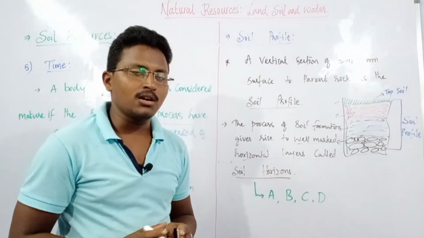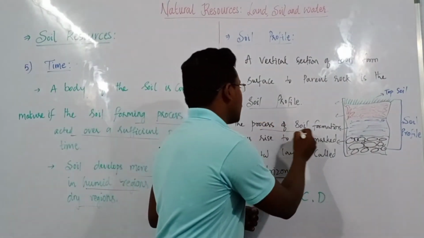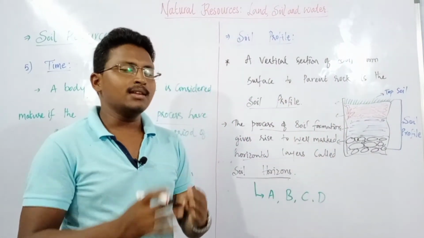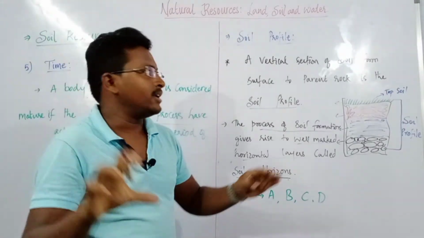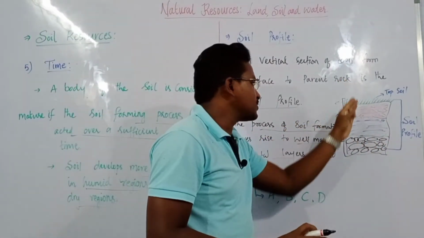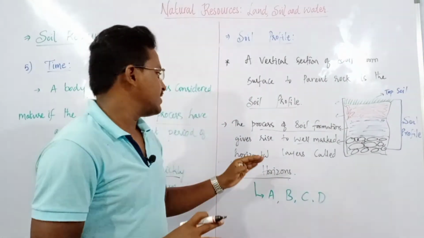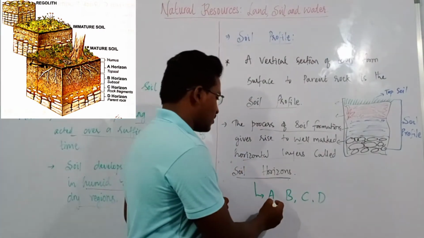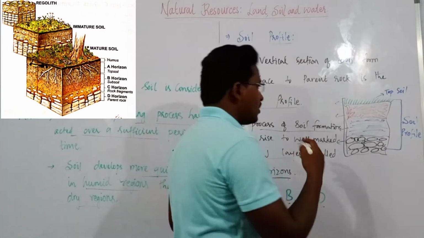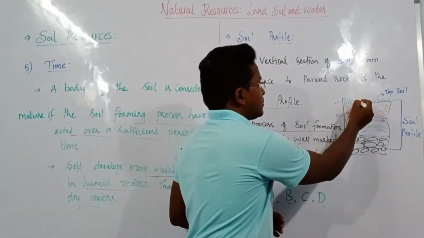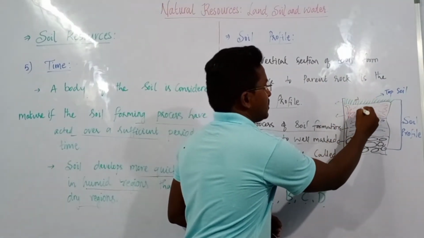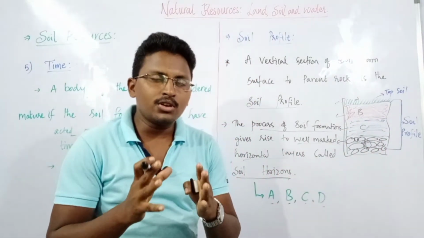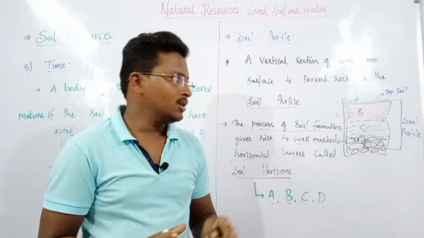So when the process of soil formation is going on, some horizontal layers are formed in the soil profile from top to bottom. We call these horizontal layers soil horizons, and they are horizon A, horizon B, horizon C as well as horizon D. That means this is horizon A, this is horizon B, this is horizon C and this is horizon D. So like this, 4 different horizontal layers have been formed in the soil.